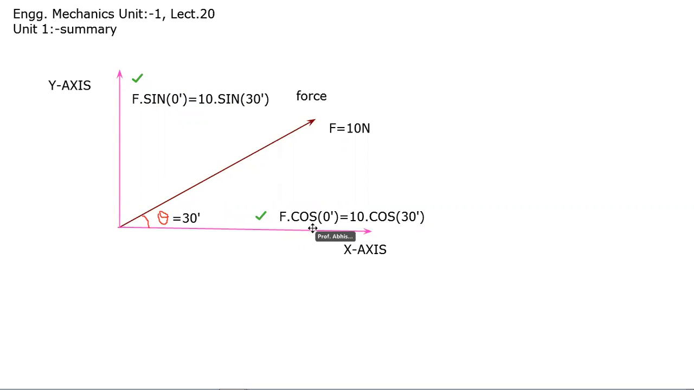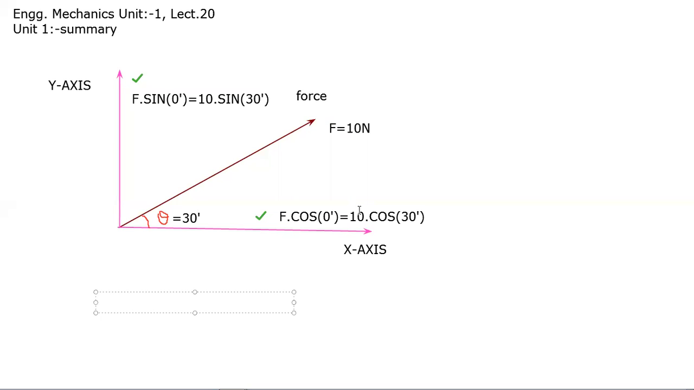So 10 cos 30 and 10 sin 30 have some value. Therefore, if you take the resultant of these two forces, 10 sin 30 and 10 cos 30, that resultant will again come to F equal to 10 Newton. So F cos 30 and F sin 30 are the two components of 10 Newton, and for these two forces the combined resultant is F equal to 10 Newton. Okay, so the same thing is there.